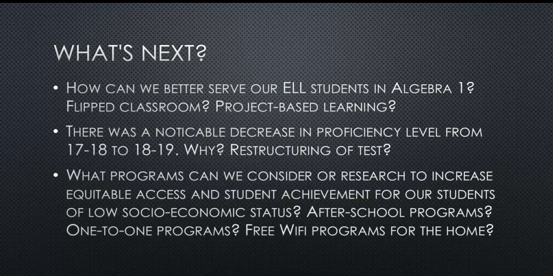There was a noticeable decrease in proficiency level from 2017-18 to 2018-19. Why? What caused that decrease in proficiency? Was the test restructured in some way? We would need to look at the strand or domain data to try to identify what caused that drop in the student proficiency. Also, what programs can we consider or research to increase equitable access and student achievement for our students of low socioeconomic status?